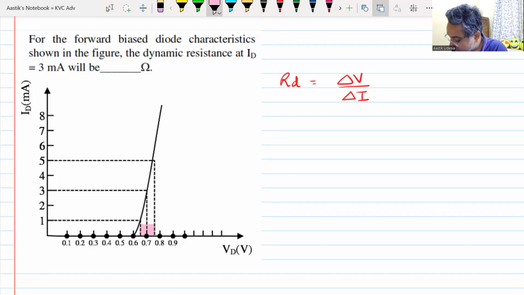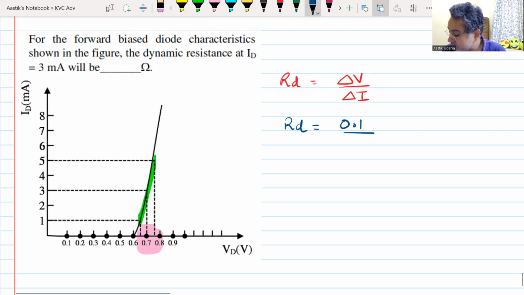Yes, sir. Between these two points, you can find out how much is the change in voltage. How much is the change in voltage? Can you tell me, my dear friends? 0.1, sir. 0.1, very well done. And what is the change in the current, my dear friends, from here to here? Four milliamperes. You divide this and you get your answer, and the answer that is given is 25 ohms.